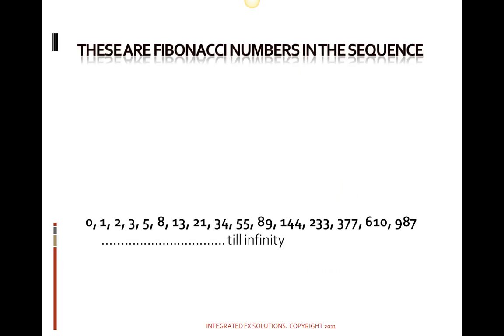These are the numbers in the sequence: 0, 1, 2, 3, 5, 8, 13, 21, 34, 55, 89, 144, 233, 377, 610, 987, till infinity. As we are adding these numbers, the sum of the previous two will give the new number. Adding in that pattern will give us Fibonacci numbers.